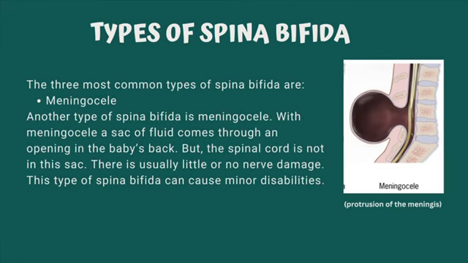Another type of Spina Bifida is meningocele. In the condition of meningocele, as you can see in the picture, there's a sac of fluid that comes through an opening in the baby's back, but the spinal cord is not in the sac. There is usually little or no nerve damage. This type of Spina Bifida can cause minor disabilities.